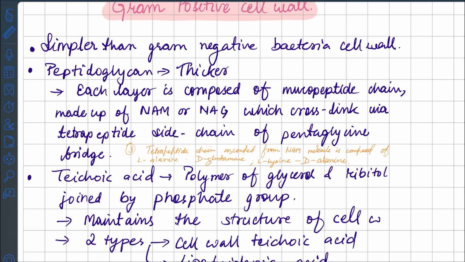The second layer is teichoic acid. Teichoic acid is a polymer of glycerol and ribitol joined by a phosphate group. So there is glycerol and there is ribitol, which are joined together by a phosphate group. This is the structure of teichoic acid, and it is actually not a monomer but a polymer: this structure repeating many times makes up teichoic acid. Teichoic acid maintains the structure of the cell wall. The two types of teichoic acid present are cell wall teichoic acid and lipoteichoic acid.